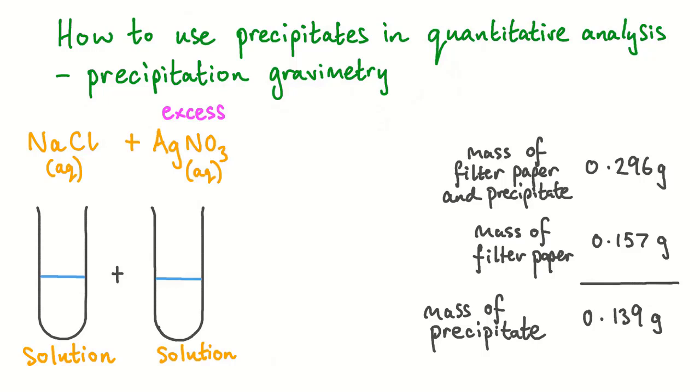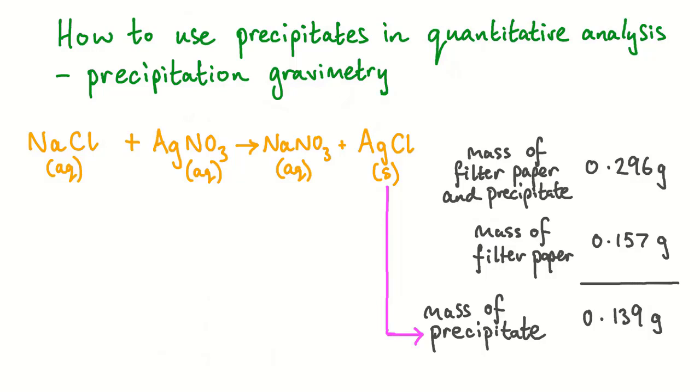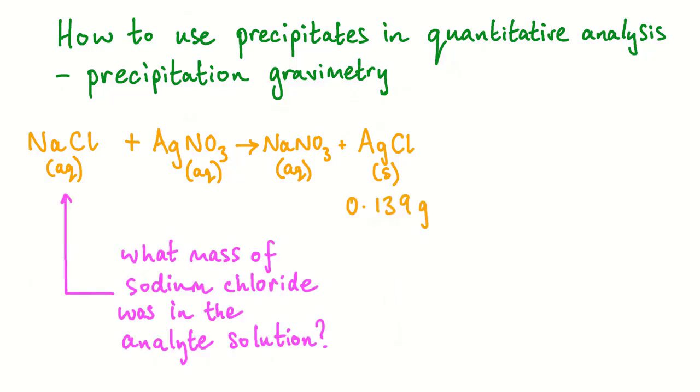To this analyte solution, we could add an excess of silver nitrate solution. The chemical reaction would produce a white precipitate of silver chloride and a solution of sodium nitrate. Using an analytical balance and a piece of filter paper, the mass of silver chloride precipitate can be established as described earlier. If we want to answer the question, what mass of sodium chloride was in the analyte solution, we need to look carefully at the balanced equation for the reaction that occurred.